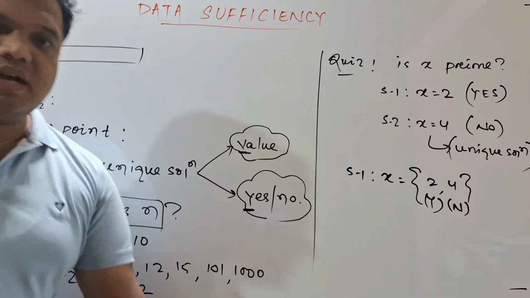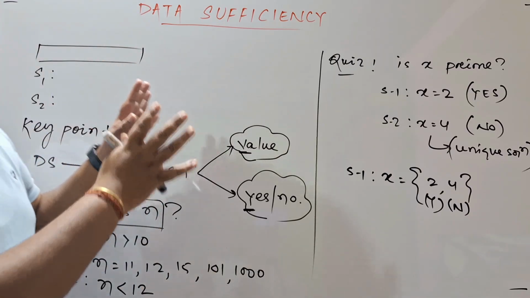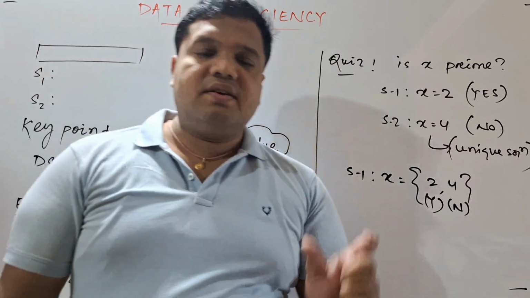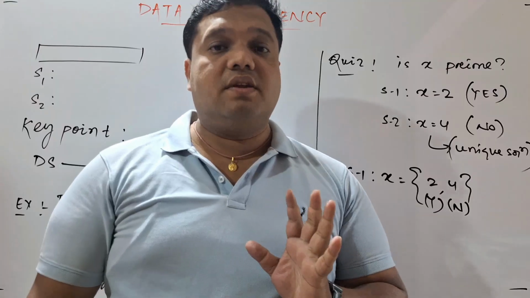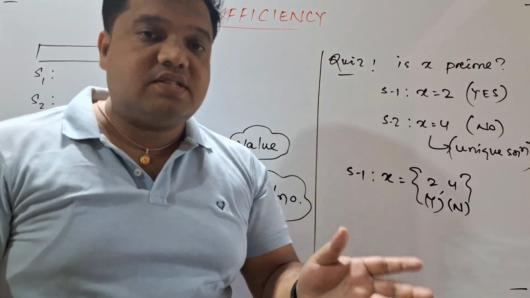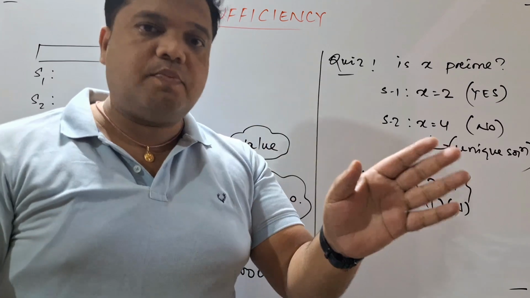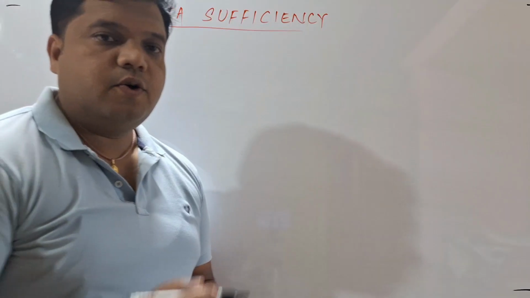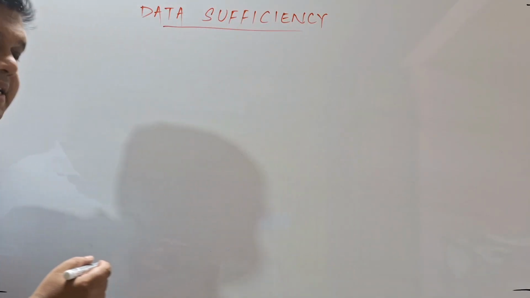If you want, you can write it down. First, give the heading data sufficiency. First key point, data sufficiency means unique solution. Data sufficiency means unique solution. Unique solution means one solution, a straightforward answer. Okay, how are options framed in DS?